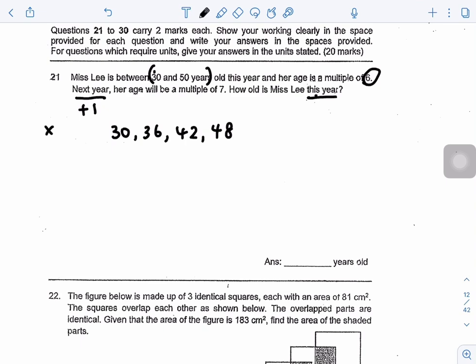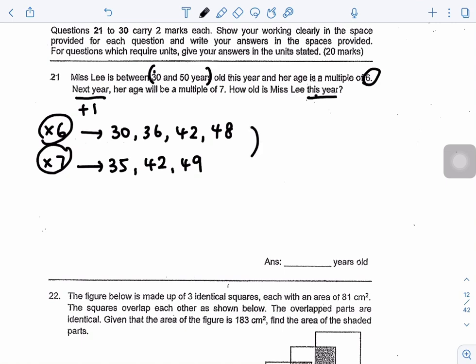Okay, this is multiples of 6. Next year, she's going to be a multiple of 7. Again, it has to be more than 30, right? So it's going to start with 35, 42, 49, and then after that it's too big already. It's more than 50, so I can stop here. Which are the two numbers from the 6 times table and 7 times table that is one bigger than the other? Okay, 48. Next year she'll be 49. So this year she is 48 years old. Next year she will be 49.